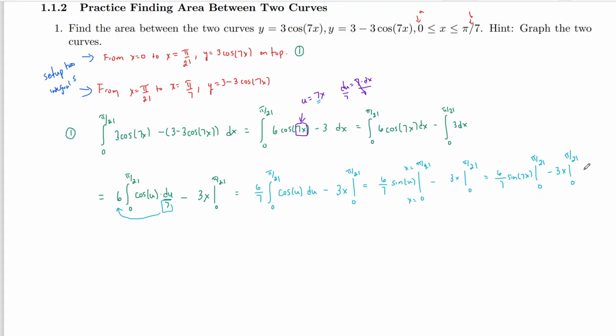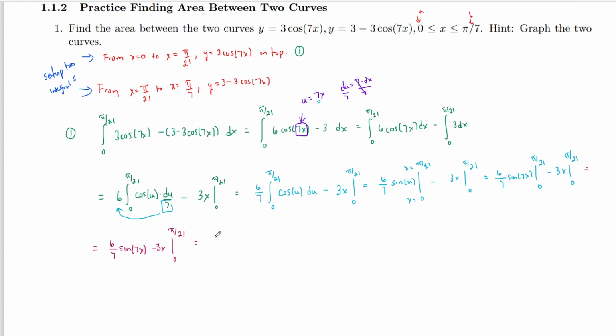And now to finish this, we have 6 over 7 sine of 7x minus 3x. And I just want to plug both of them in at once. So 0 to pi over 21, I want to plug them into both spots at once. I don't want to do it separately. Now we can finally plug it in.